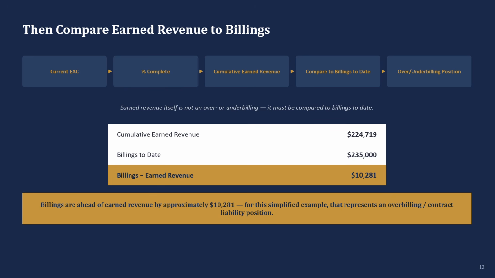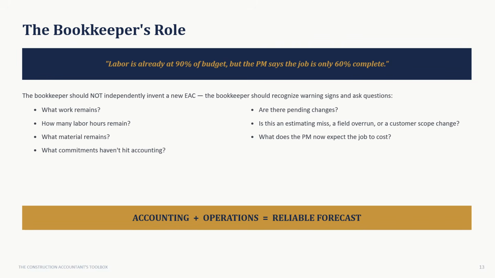Earned revenue by itself is not an overbilling or underbilling. It has to be compared to billings. The sequence runs current EAC to percent complete to cumulative earned revenue, and then you compare that to billings to date to find your over or underbilling position. In our example, cumulative earned revenue is $224,719. Billings to date are $235,000. Billings are ahead of earned revenue by about $10,281. For this simplified example, that's an overbilling, a contract liability position.